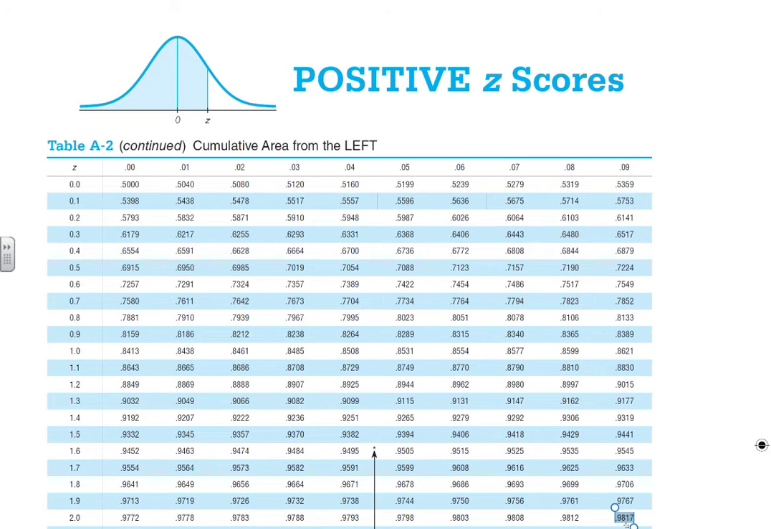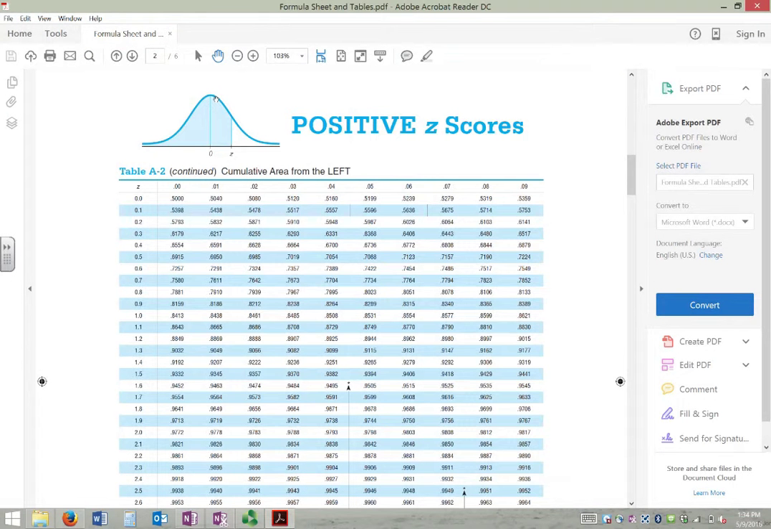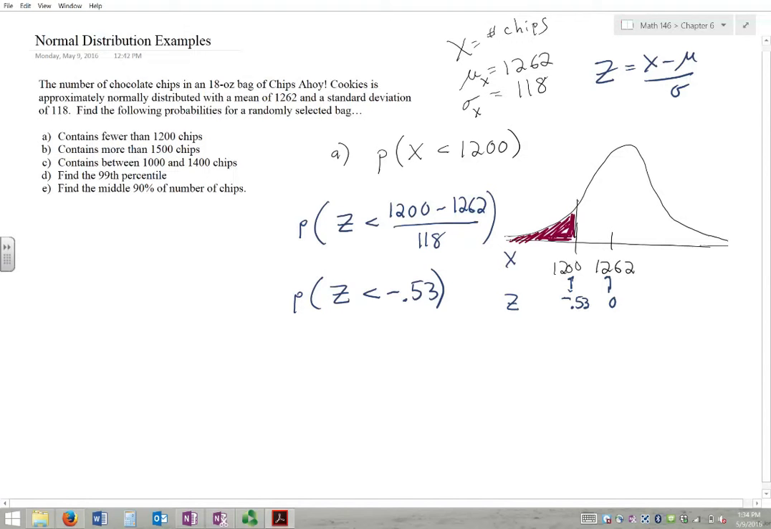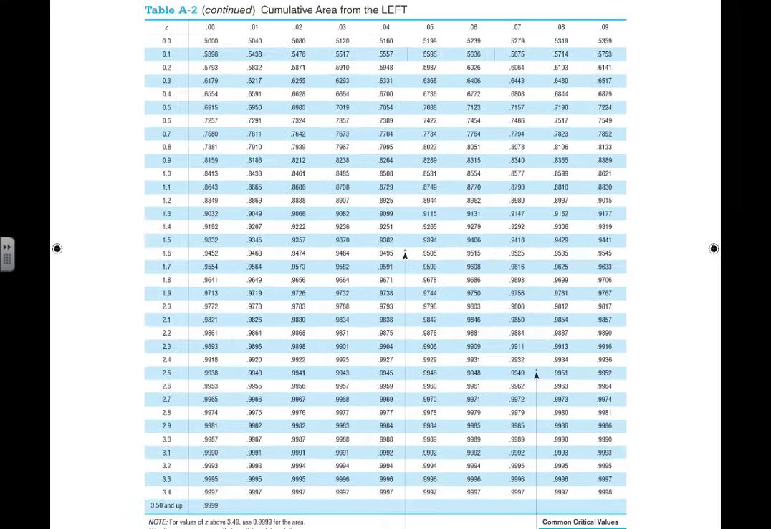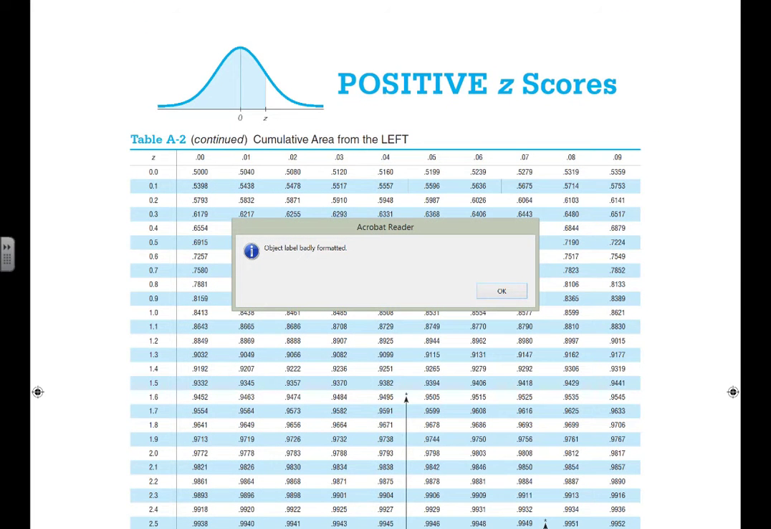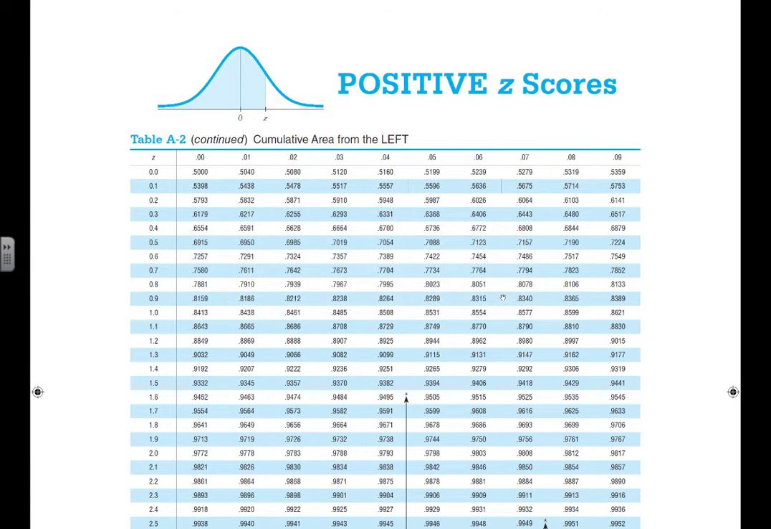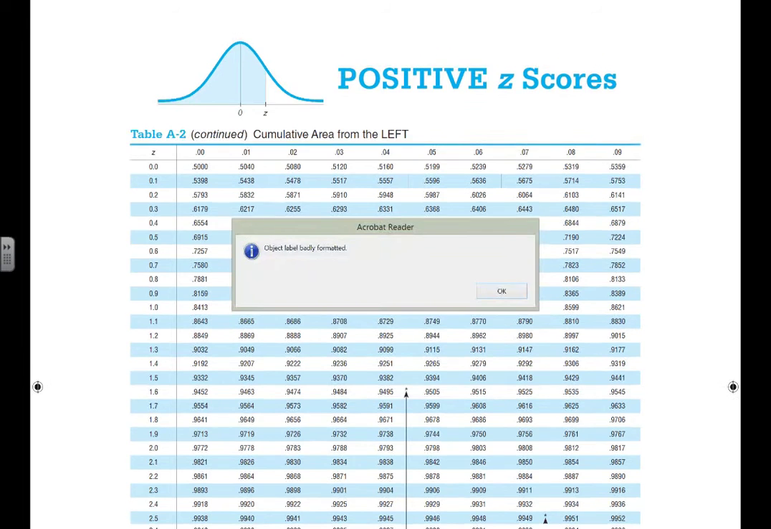What we're looking for is a z-score less than negative 0.53. I want to point out that the area on this table is to the left. So whatever z-score we look up, the area on the interior of the table is going to be the area left of that z-score. Now, we have a negative z-score of negative 0.53, and these are the positive z-scores.